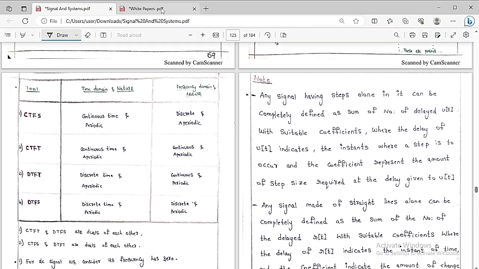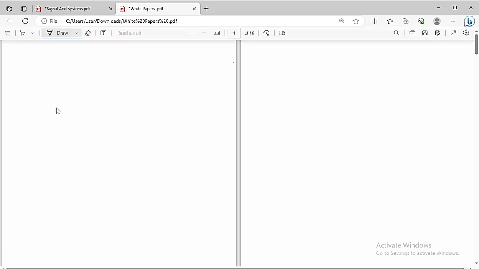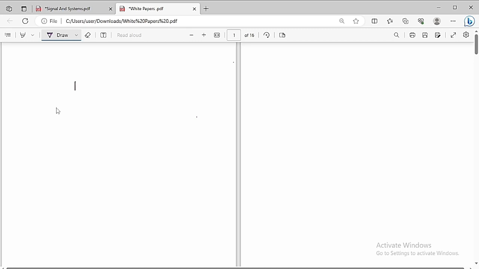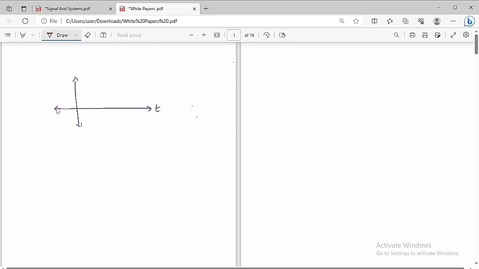Let me give a small example so that you can easily understand this concept. Suppose there is some signal in this fashion. So let me draw the graph. It is a small example, not a very big one, just to give the concept. So this is the signal which is there.